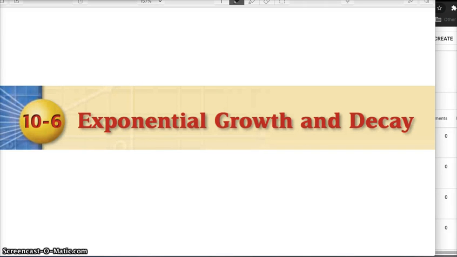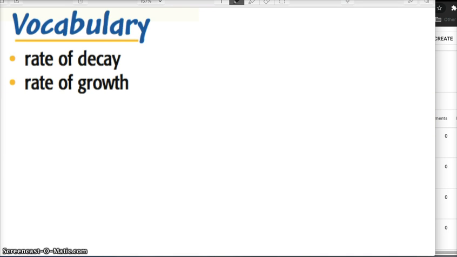Hey, Algebra 2 friends, here we are at the end of Chapter 10. We're going to be talking about exponential growth and decay. So our vocabulary consists of two phrases, rate of decay and rate of growth. And they're kind of self-explanatory, but I think it probably could use a little bit extra explanation.